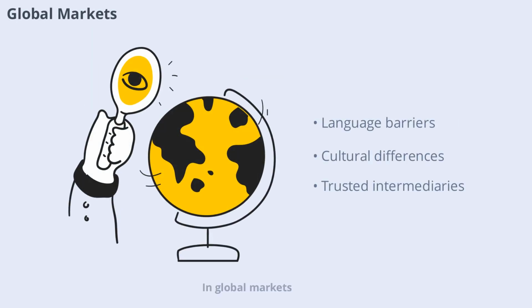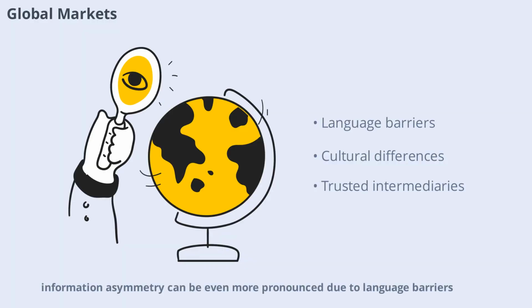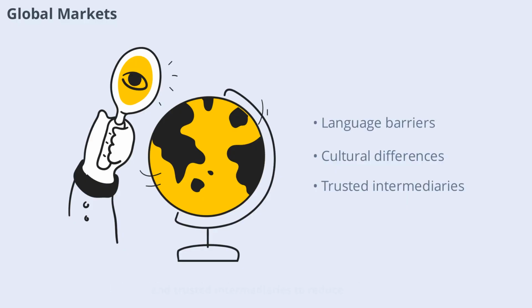In global markets, information asymmetry can be even more pronounced due to language barriers, cultural differences, and varying regulations. International trade relies on transparency, standards, and trusted intermediaries to reduce information gaps and facilitate smooth transactions.